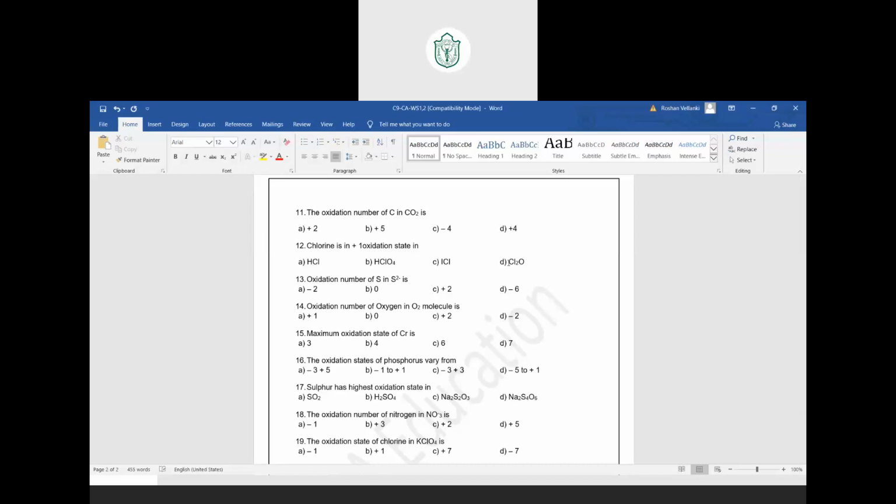Next, 13th one. Oxidation number of sulfur in S2 minus, in sulfide. What is the oxidation number of sulfur in sulfide? Okay, you're sending the answer as 0, right? The option is B according to you. Dripesh, okay, let me tell you, just wait. So the remaining all are saying option B. 13th one, oxidation number of sulfur in sulfide.